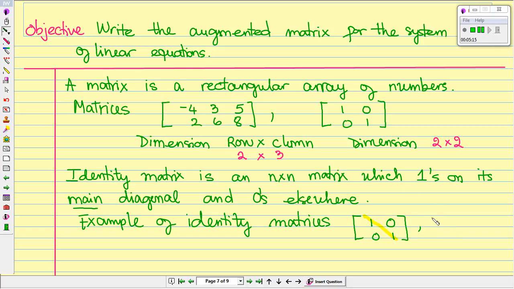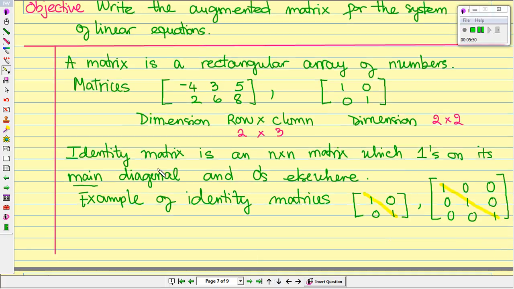Now look at the next example. This example will be a 3 by 3. So we have 1 0 0, 0 1 0, 0 0 1. You can look at this matrix again. It is a 3 by 3 matrix, 3 rows, 3 columns, and has 1 on its main diagonal and 0 elsewhere. So that's why we call this the identity matrix again. Now I can give you more examples of identity matrices. Let's look at the 4 by 4.